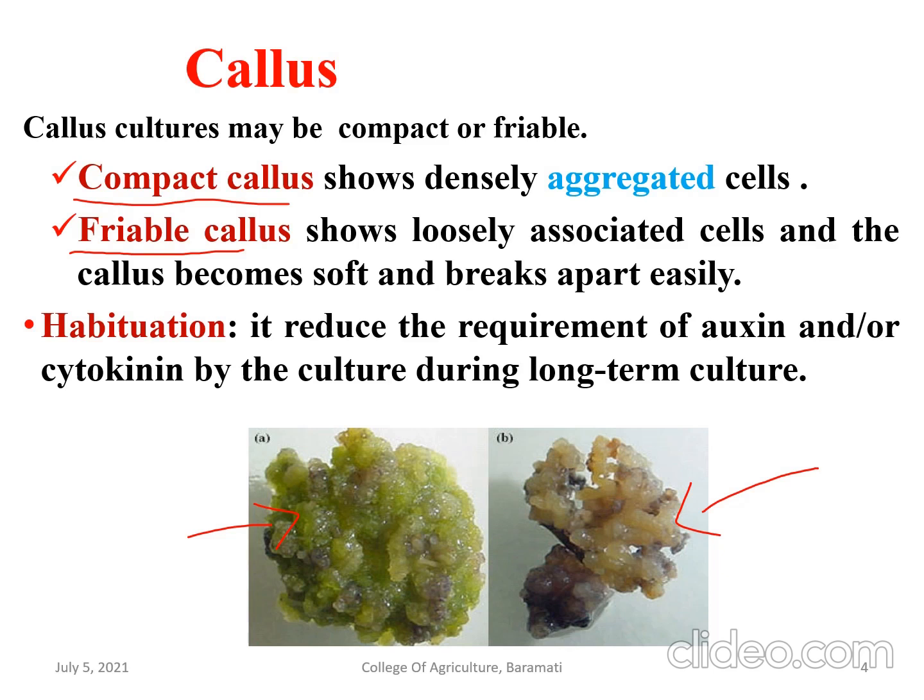All these callus tissues, whenever they are cultured for a very long term, they generally lose their requirement for auxins and cytokinins in the media. This process is known as habituation. That means if you culture it for a longer time in a test tube or in a media, the addition of auxins and cytokinin is no longer needed when they become habituated to culture conditions.